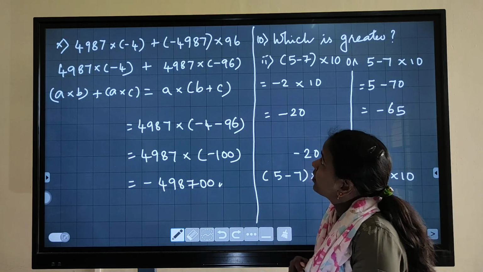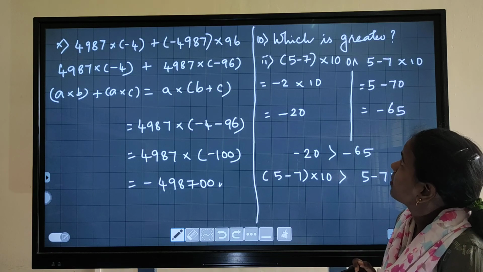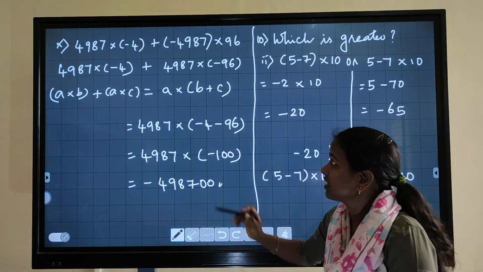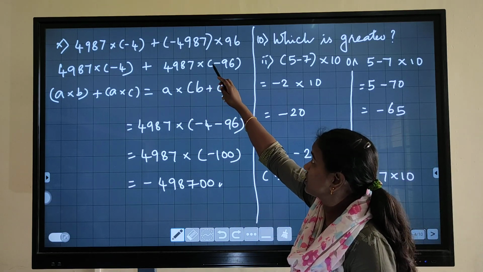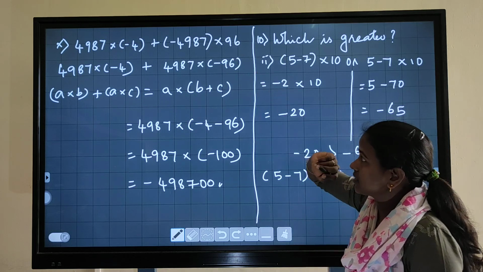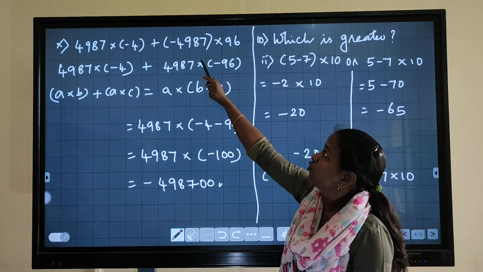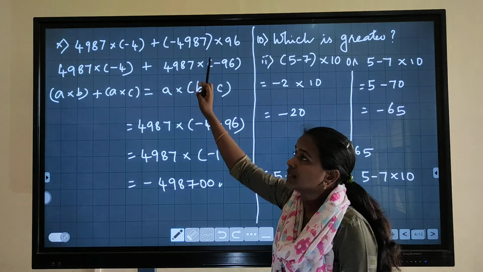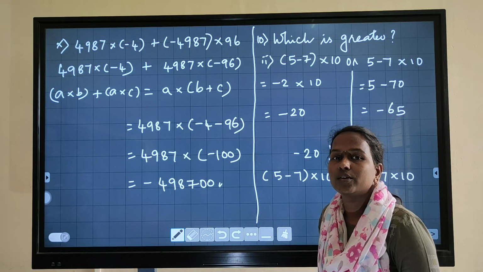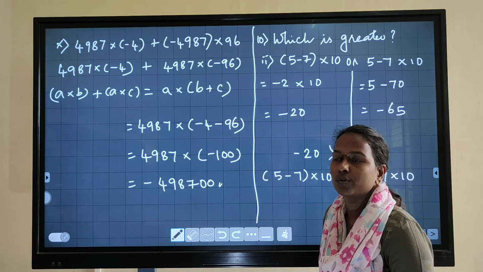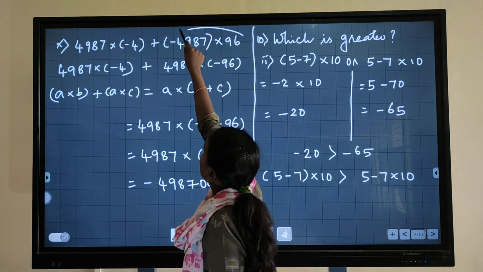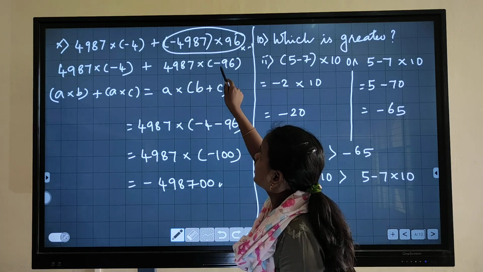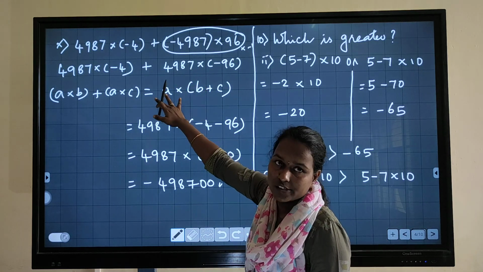Next one, 10th sum. This is also the same as that question. 4,987 multiplied by minus 4 plus 4,987 multiplied by minus 96. You know here 4,987 is common in both of them, but that is a positive number, this is a negative number. So we have to convert everything into the same sign, both positive or both negative. So I am going to multiply this whole term by minus 1. If I multiply, minus will become plus, plus will become minus. So now this will look like a distributive property form.